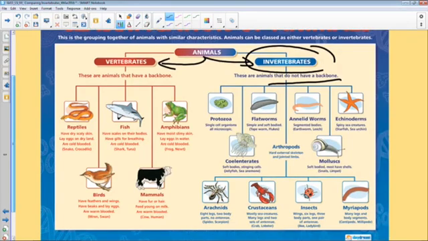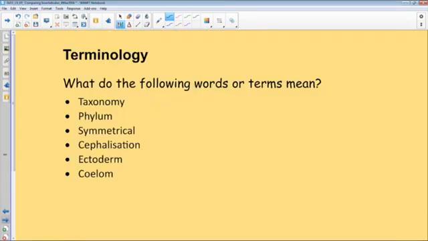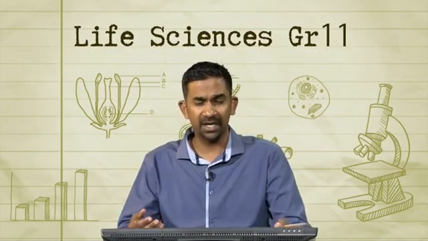I'm going to go through some of those characteristics in a little while, but I hope that you guys can recollect from last week, and maybe this could be a discussion point before we get straight into it. So the important terminology that we need to look at today are the following: taxonomy, phylum, symmetrical, cephalization, ectoderm, coelom. So I want you guys very quickly to open your textbooks, get into a group, and have a discussion around these terms. Chat to each other and come up with some kind of explanation of these terms. And then I'll see you guys in 2 minutes' time.